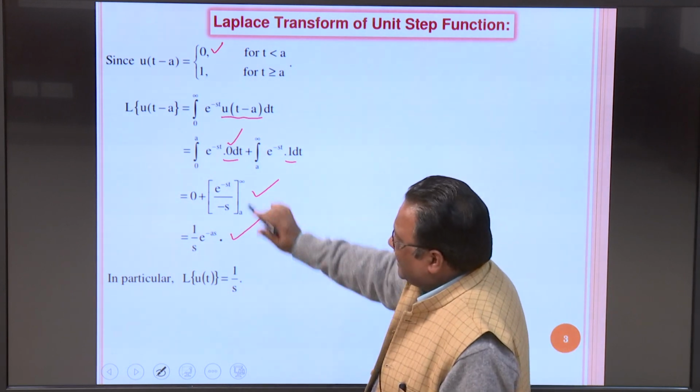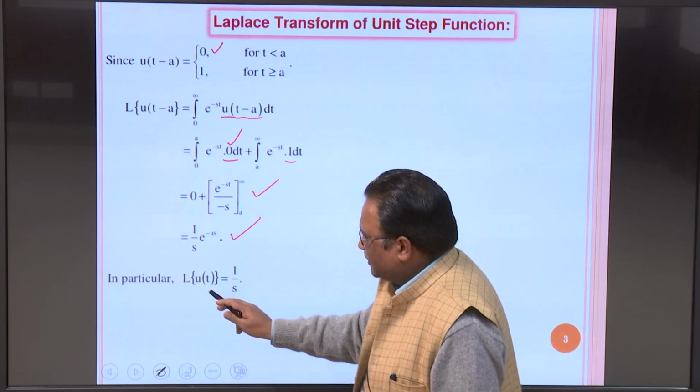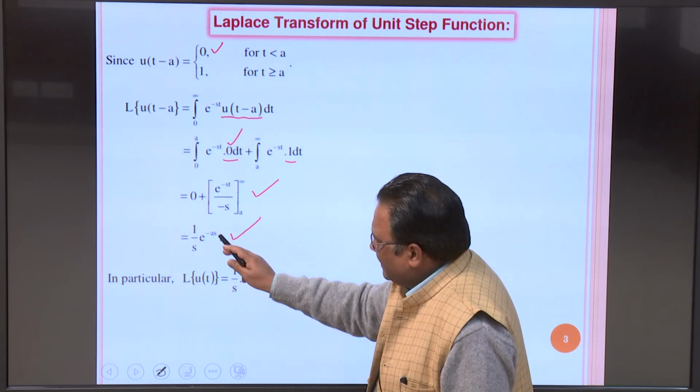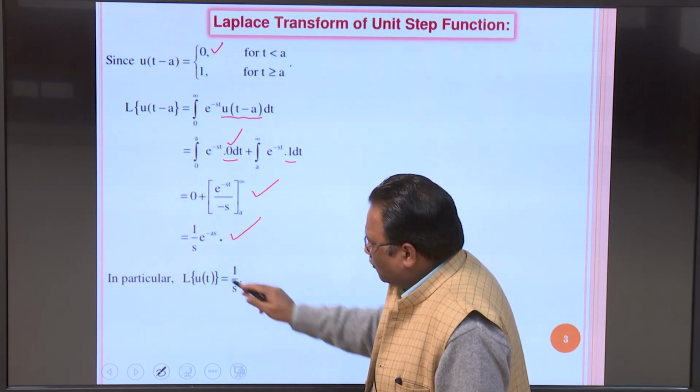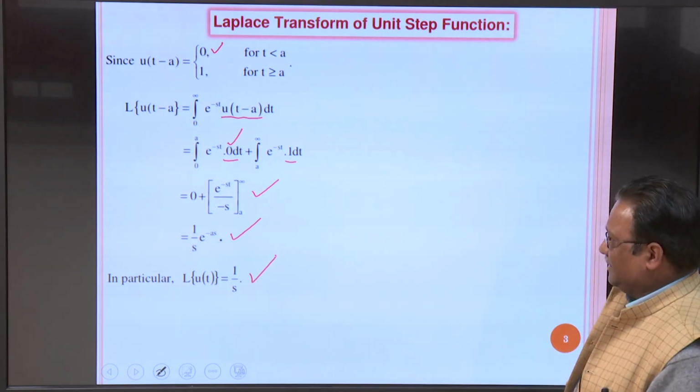In particular, if a is equal to 0, then what happens? With a equal to 0, L of u(t) is equal to 1 over s.